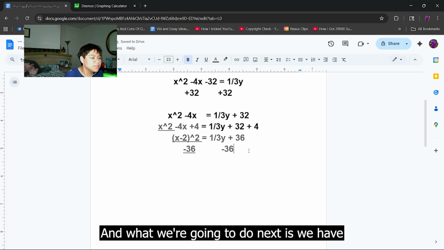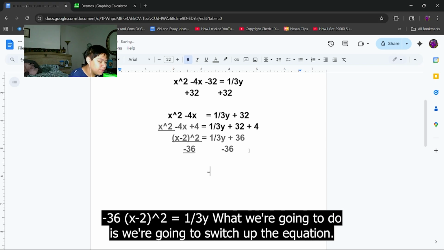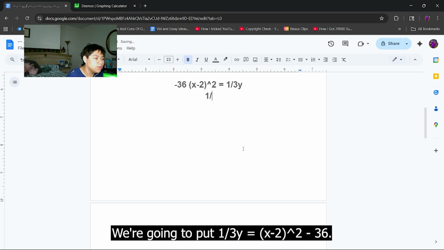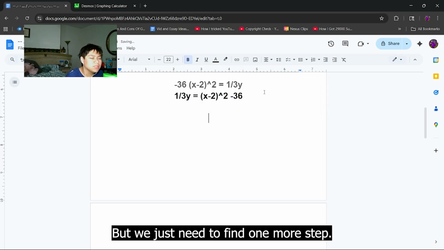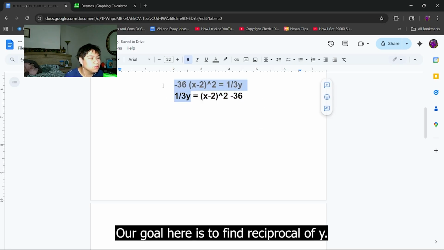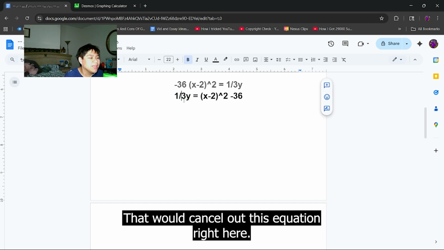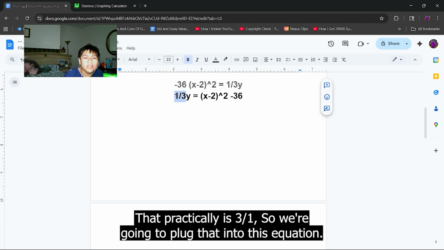And what we're going to do next is we have x minus 2 squared minus 36 is equal to 1 over 3y. We're going to switch up the equation. We're going to put 1 over 3y is equal to x minus 2 squared minus 36. Now we're almost finished, but we just need one more step. Our goal here is to find the reciprocal of y. What is the reciprocal that would cancel out this equation right here? That practically is 3 over 1.